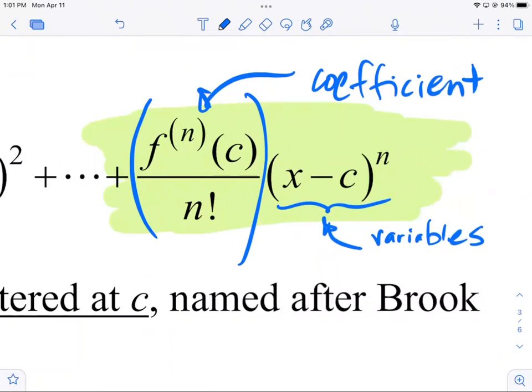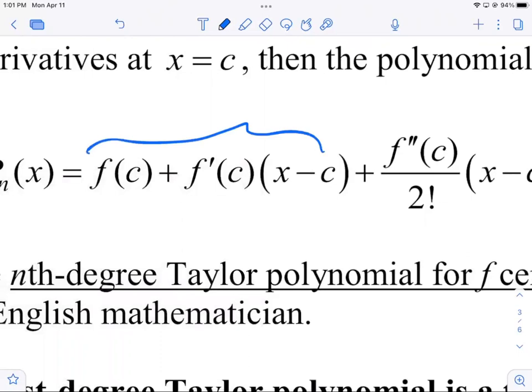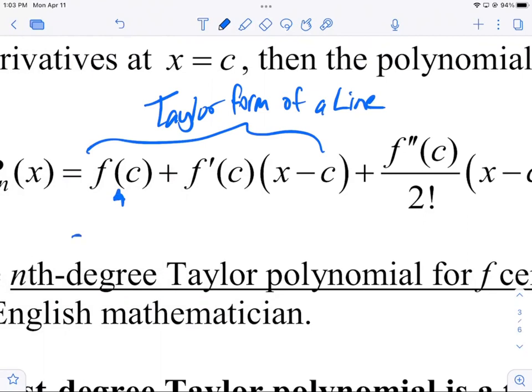To get the nth term to the nth power in a polynomial, it's the nth derivative at the point of tangency, at the center, over n factorial times x minus the center to the nth power. Now, when we write the equation of the tangent line, this is the Taylor form of a line. It fits the pattern. Watch this. f of c is going to be the 0th derivative at c over 0 factorial times x minus the center to the 0th power.